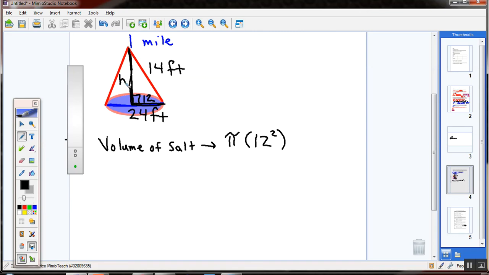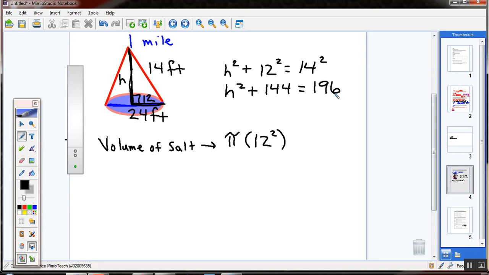My height, h. I'll go h squared plus 12 squared would have to equal 14 squared, right? Okay, so I'll crunch some numbers for you real quickly, save a little time. h squared plus 12 squared. Anybody know 12 squared? 144. Anybody know 14 squared? Very good, 196. Good job.